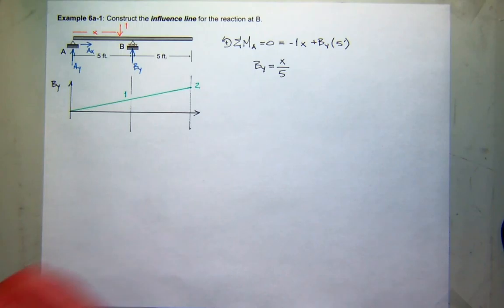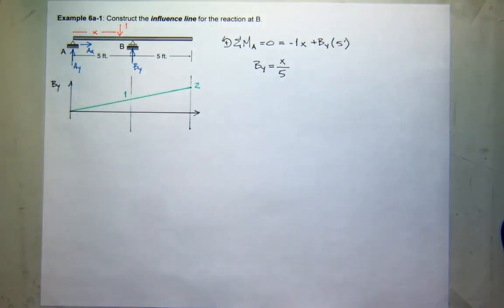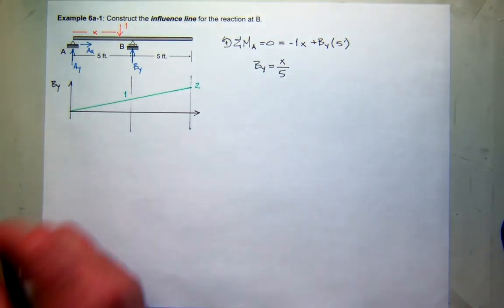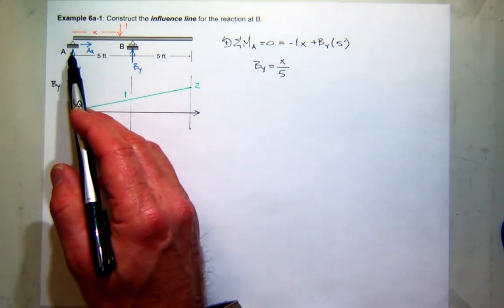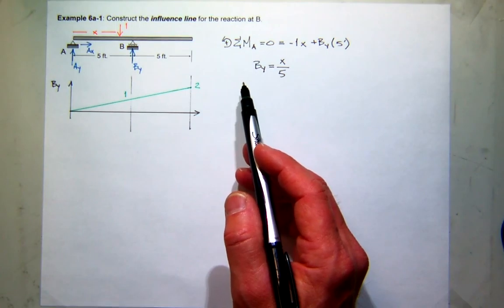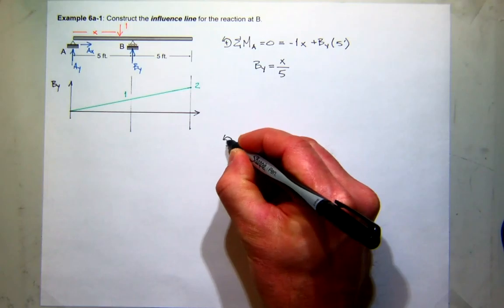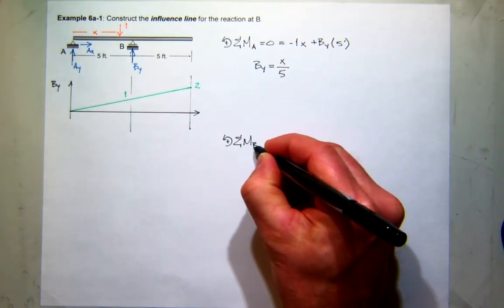So while we're here, let's do another one. What about AY? How would I find the influence line for AY? Let's assume that we don't have BY at all. Yeah, I could sum forces. Well, there's two ways. I could sum moments now at B and solve for AY, or knowing BY, I could sum forces in the Y direction. Let's do it the other way first. Let's sum moments about B.